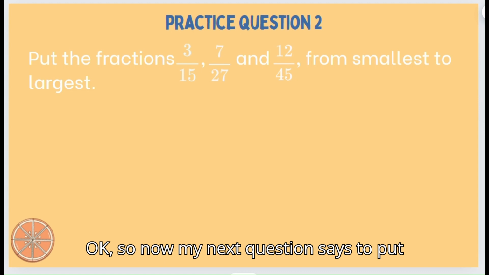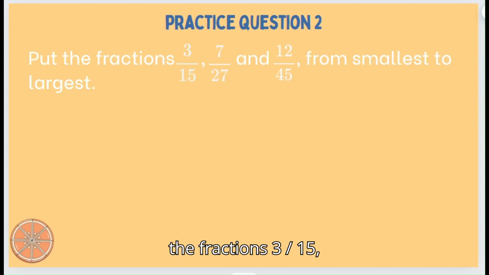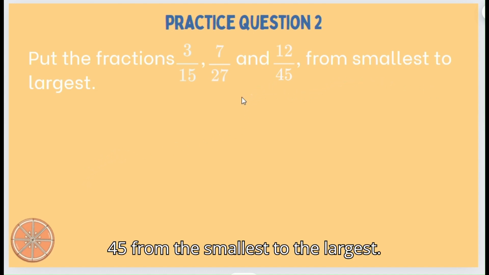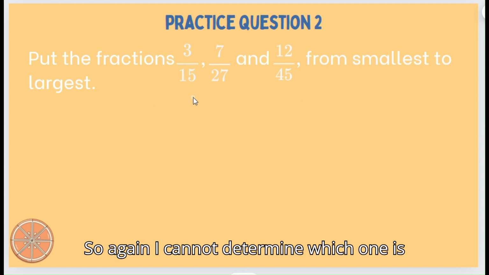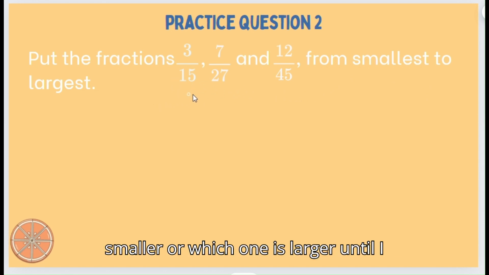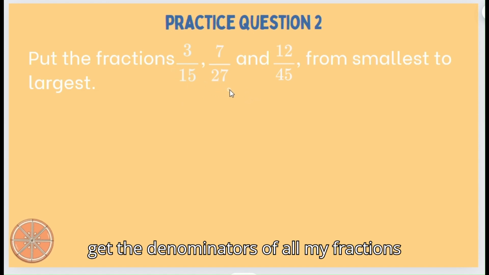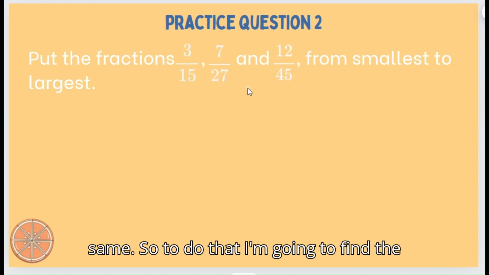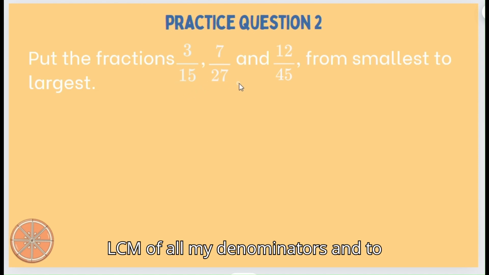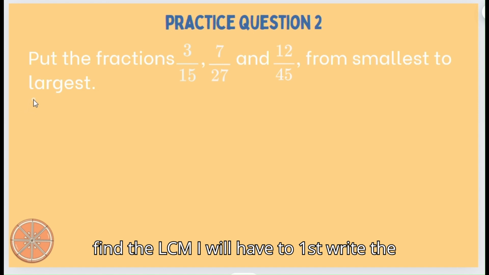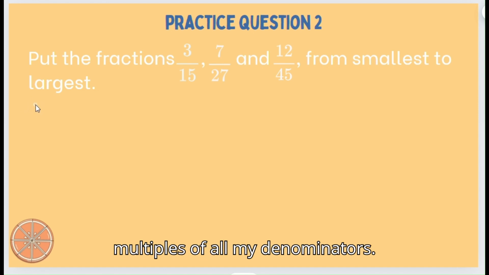Okay, so now my next question says to put the fractions 3 over 15, 7 over 27, and 12 over 45 from the smallest to the largest. So again, I cannot determine which one is smaller, which one is larger until I get the denominators of all my fractions the same. So to do that, I'm going to find the LCM of all my denominators. And to find the LCM, I will have to first write the multiples of all my denominators.